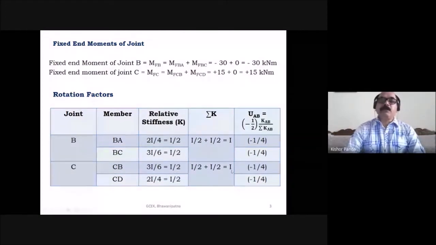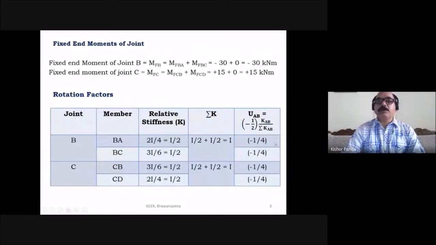Then after getting the relative stiffness of the joint, you can find out the rotation factor for the members. You know the formula: U is equal to minus half into relative stiffness of the member divided by the relative stiffness of the joint. So you know for different members what the relative stiffness is, and you know the relative stiffness of the joint. So here UBA is equal to minus half into I by 2 divided by I. So this is equal to minus 1 by 4.